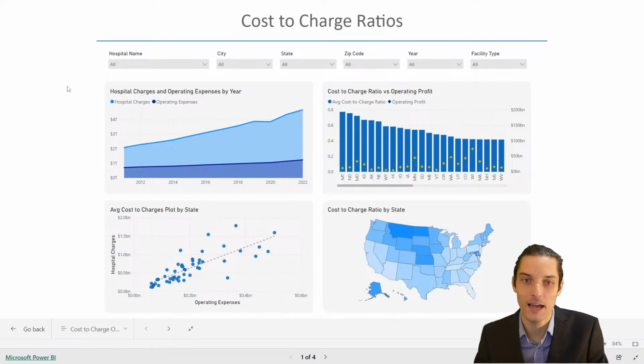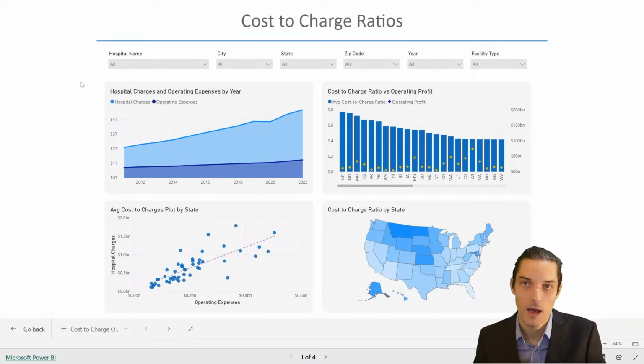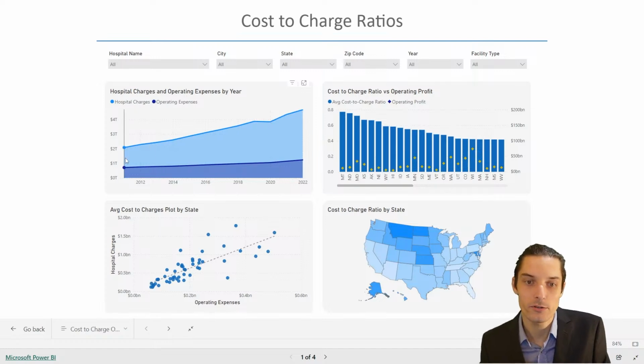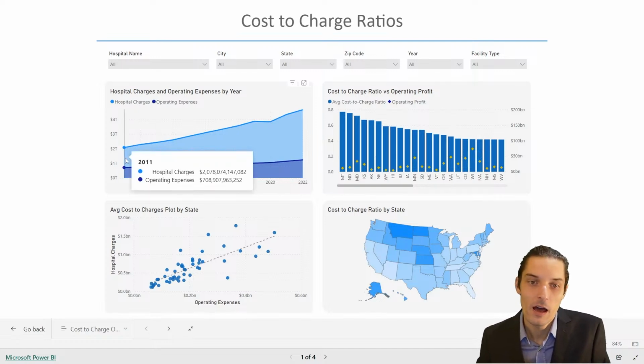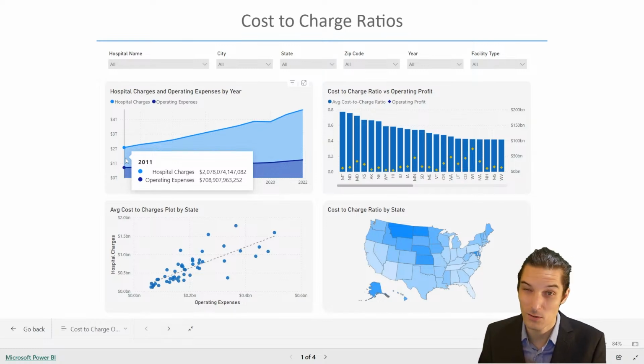Firstly, one of the things that we want to know is what are the hospital charges and operating expenses in a long-term trend. So as we can see in 2011, essentially over all the main hospital systems, the total charges were $2 trillion and operating expenses were $700 billion. And so in this case, hospital charges were almost 3 times more than the operating expenses.